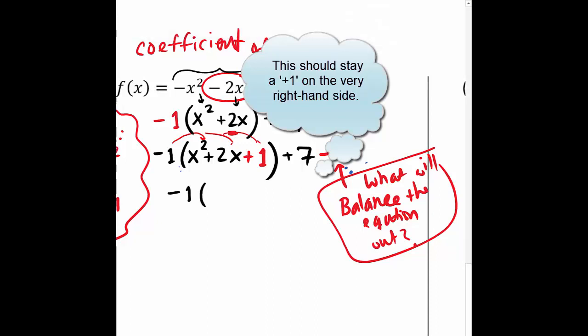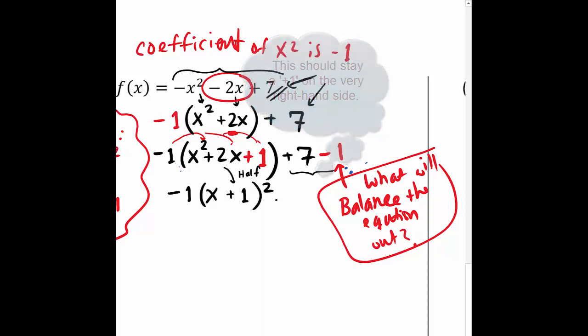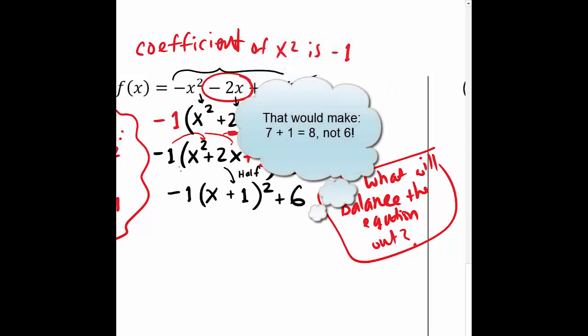And now what's inside the parentheses should be able to be factored into a perfect square. Remember, the number that goes in there is half of this thing. Half the coefficient of x is 1, because half of 2 is 1. And we can combine the last two: 7 and negative 1 is 6. So there it is. That's pretty much it.